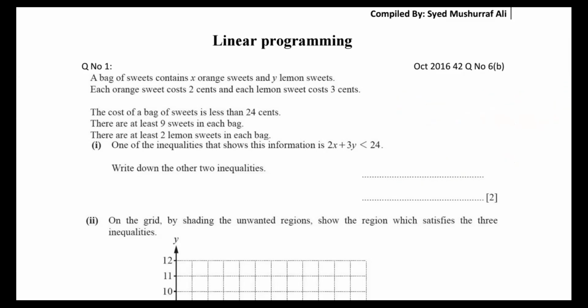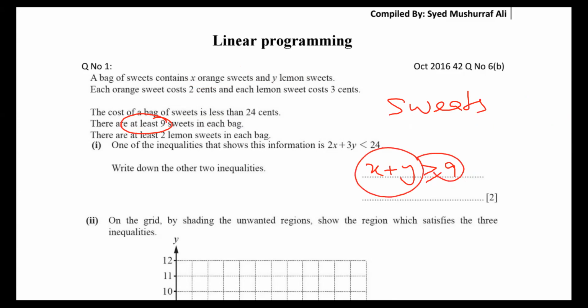So let's talk about it. He said at least 9 sweets. Which sweets, lemon or orange? No, both. So I'm writing here X plus Y bigger than or equal to 9. This is my first answer. I repeat again, what's the plan behind it? He said 9 sweets. I can write here, all sweets both together at least 9. At least 9 means 9 and above. So X plus Y is 9 and more. I'm sure you are understanding this idea.